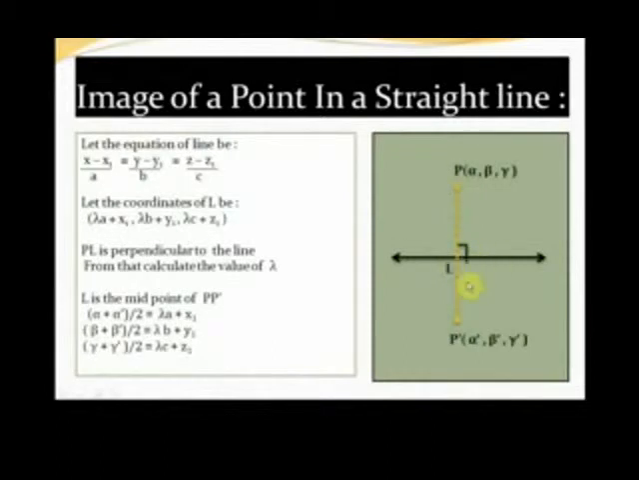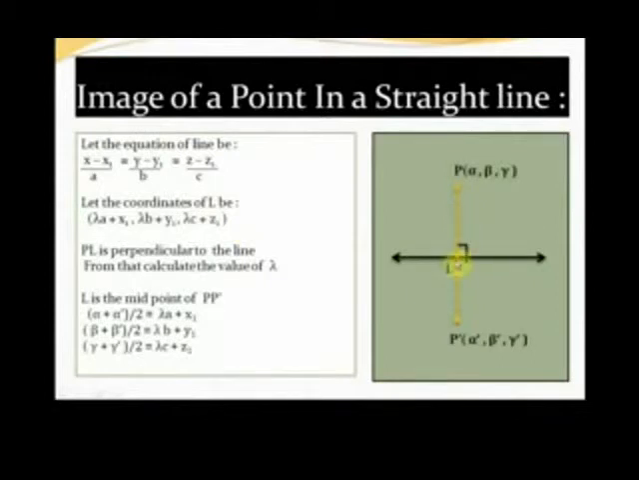Let us say that its image is P dash, the coordinates of which are alpha dash, beta dash and gamma dash, which we need to find. Now let us say that the equation of this line is (x minus x1) by A equal to (y minus y1) by B equal to (z minus z1) by C. Let us take any point L on this line, the coordinates of which become lambda times A plus x1, lambda times B plus y1 and lambda times C plus z1.